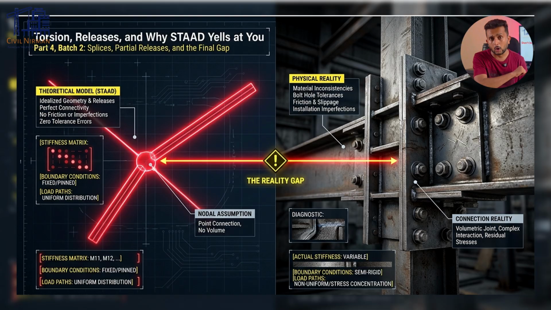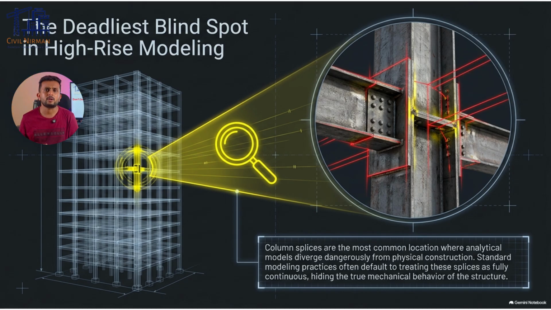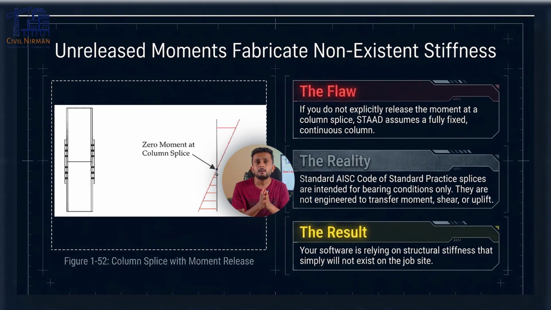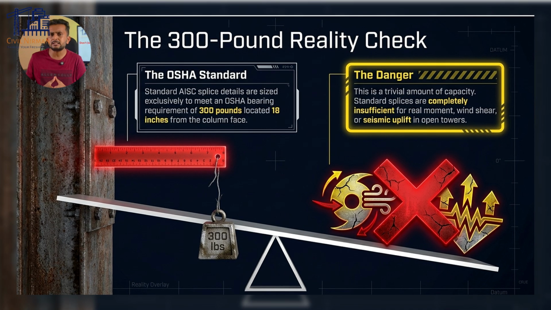Now let's discuss column splices. This is the blind spot for every beginner. Take a look at this figure. See, a column splice in a steel wide flange is one of the most commonly overlooked locations in an analytical model. Standard column splice details in the AISC Code of Standard Practice exist purely for bearing condition, sized to meet an OSHA requirement of a 300-pound load located at 18 inches from the column face.